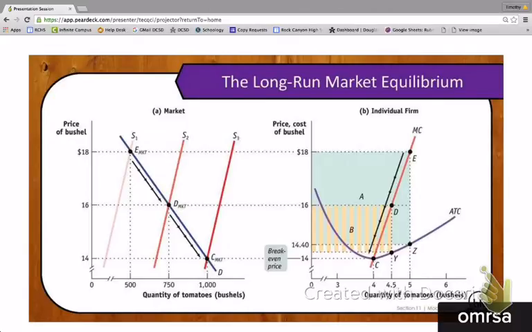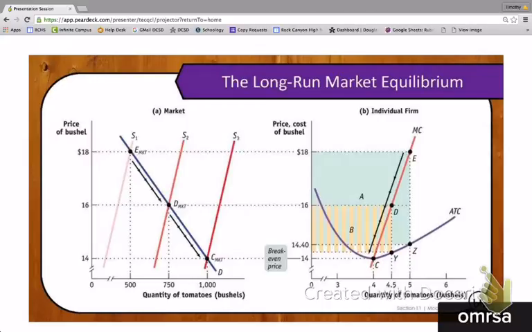But notice the firm is making economic profit because where marginal revenue of $18 crosses marginal cost, you go down to the average total cost curve at point Z, and you can see that the firm is making economic profits. $18 minus $14.40 per unit multiplied by a quantity of 5, and so it's the area shaded as A, that green area. But those profits will attract new suppliers to the industry.